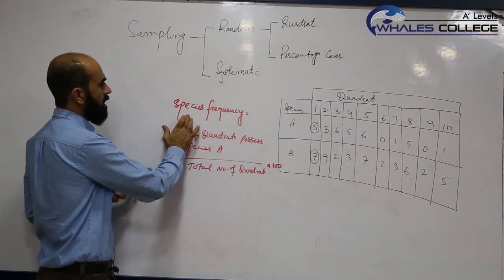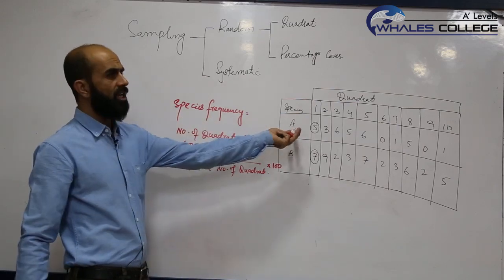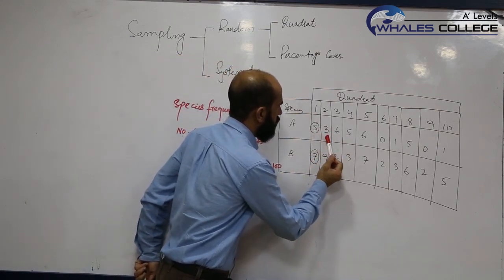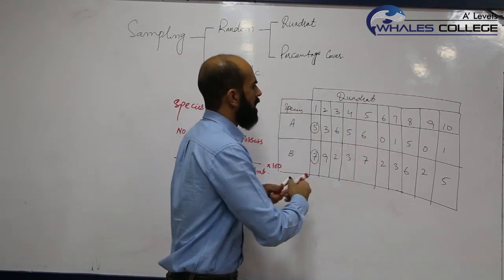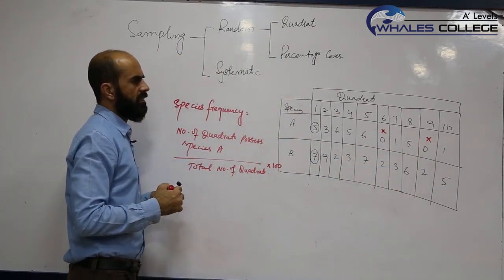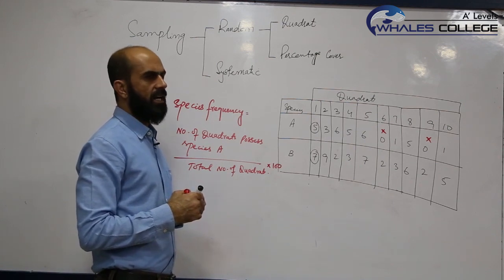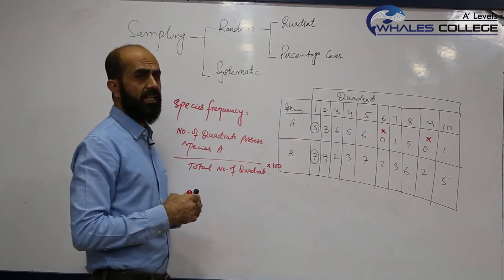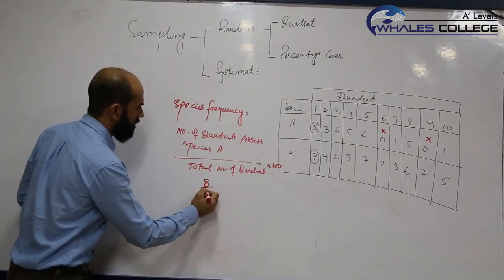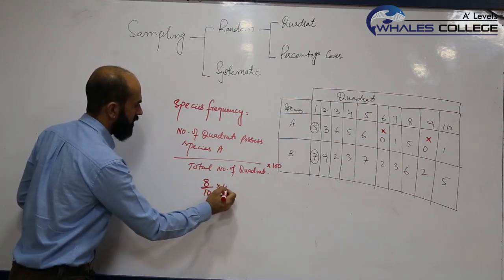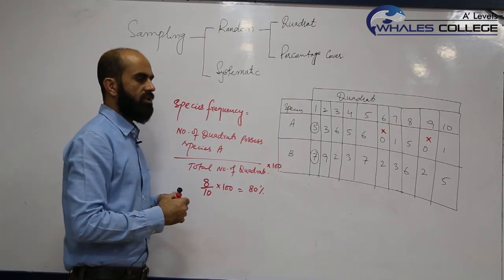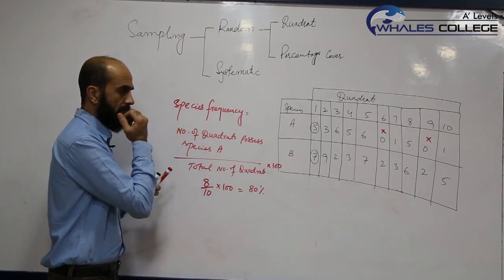So if you want to calculate the species frequency of species A, there are 2 quadrates where species A does not exist. Species A is not present in quadrate 6 and in quadrate 9, but it is present in 8 quadrates. So it should be 8 upon 10 multiplied by 100, that is equal to 80%, which is the species frequency of species A.